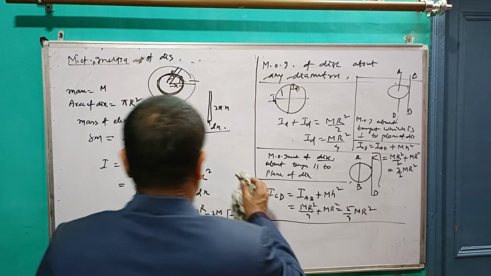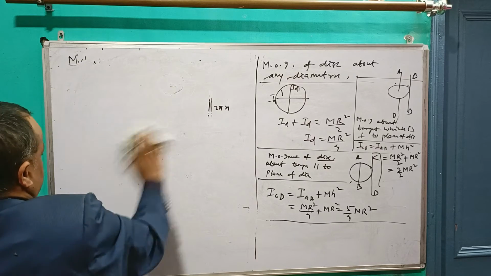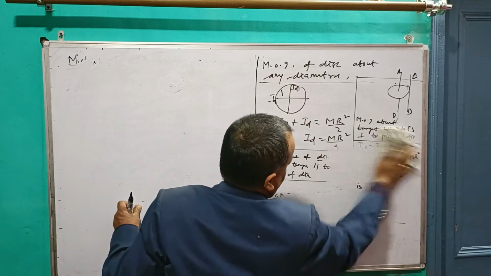Now what we'll go for? We'll calculate the moment of inertia of a rod which passes through the center of mass.